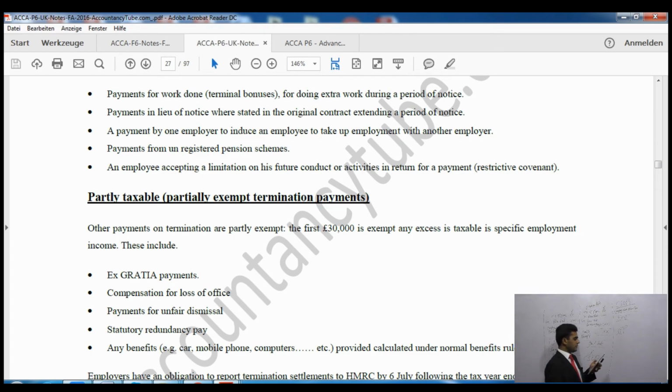Next one is compensation for loss of office. It is also partially exempt. Payment for unfair dismissal is also partially exempt. Statutory redundancy pay is also partly exempt. Any other benefits like mobile phone, computers, etc., provided, calculated on the normal benefit rules under the terminal payments, are also going to be partly taxable.